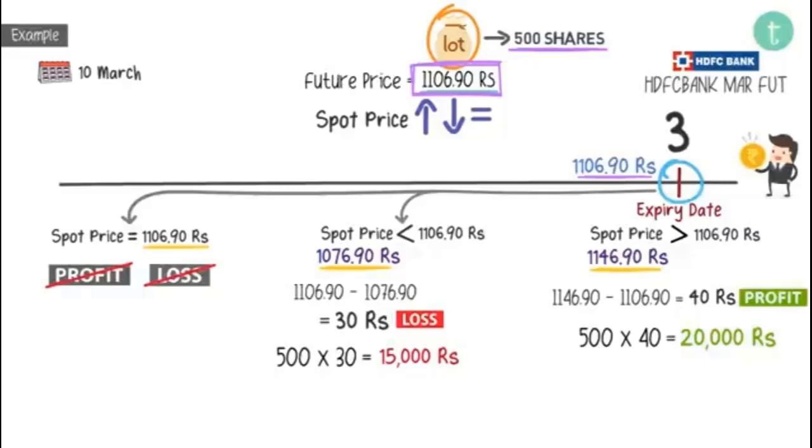So the purchase price is 1106.9. So there is a decrease of 30 rupees and the lot size is 500, so the trader will incur a loss of 15,000.